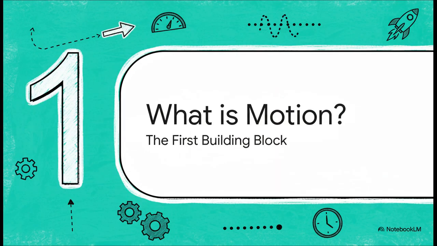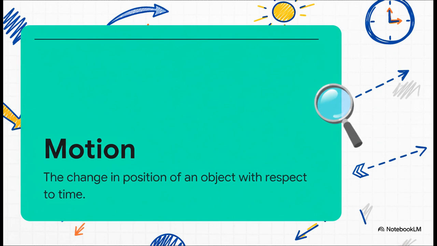Section 1. We've got to start with the most basic building block of all. What does it actually mean for something to be in motion? You know, it sounds super simple, right? But this one idea is what everything else rests on. At its core, motion is just an object changing its position over time. That's it. If it's in one spot now and a different spot a second later, well, it's in motion.